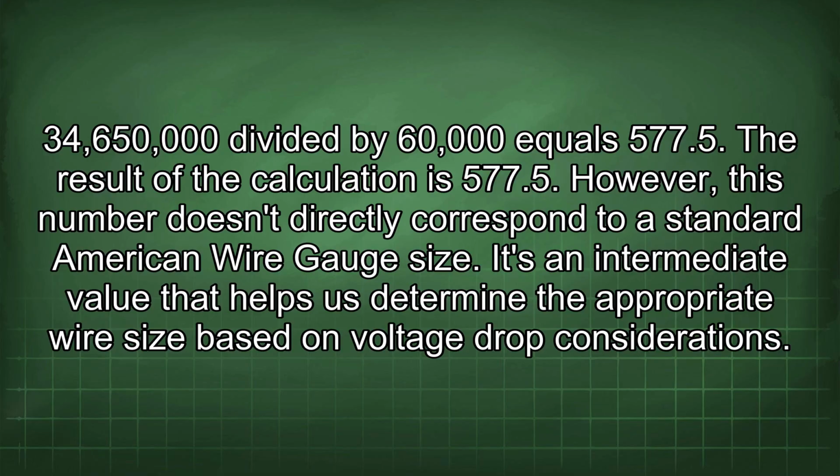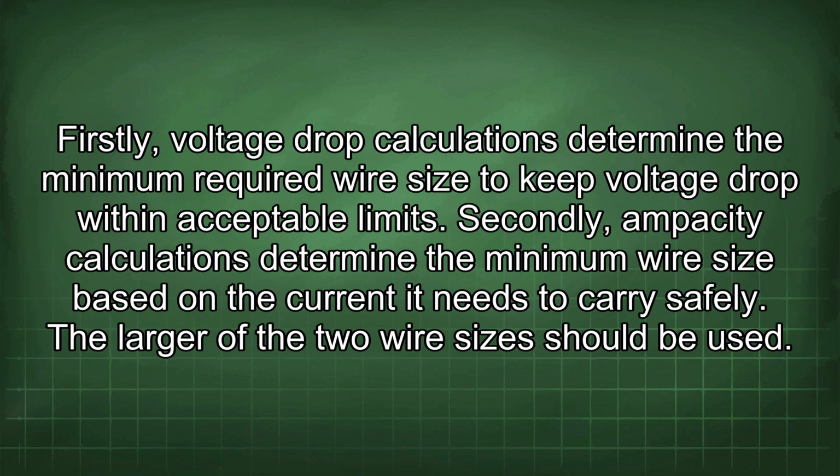The result of the calculation is 577.5. However, this number doesn't directly correspond to a standard American wire gauge size. It's an intermediate value that helps us determine the appropriate wire size based on voltage drop considerations. Firstly, voltage drop calculations determine the minimum required wire size to keep voltage drop within acceptable limits. Secondly, ampacity calculations determine the minimum wire size based on the current it needs to carry safely. The larger of the two wire sizes should be used.